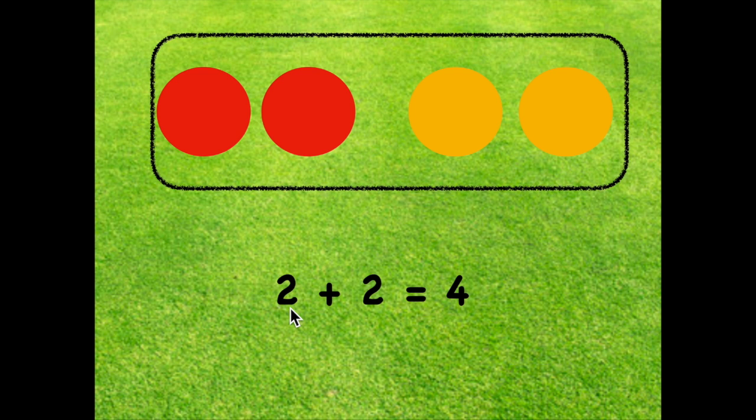What does the first 2 represent? You're right, it represents the red counters. What about the second 2? The second 2 represents the yellow counters. Why do we put a plus sign in between the numbers? You're right, that shows that we're joining the counters together. What does the number 4 represent? You got it, the number 4 represents the sum of the counters. That means the total number.